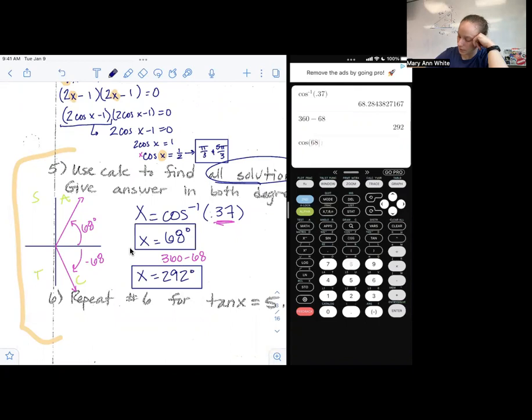I bet I can go backwards to prove this. Okay, so if I type in cosine of 68, I get 0.37. If I type in cosine of 292, I also get the exact same answer. So that's how I know it works. If I did it in the third or second quadrant, it would give me a negative number, which I don't want. So that's why it's 292 and then 68.